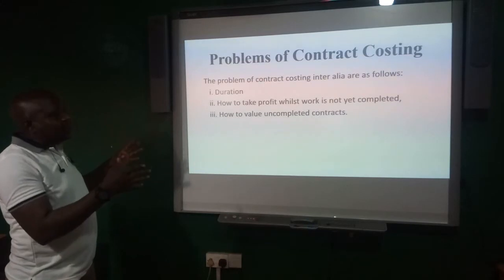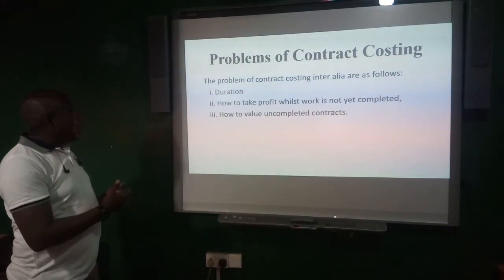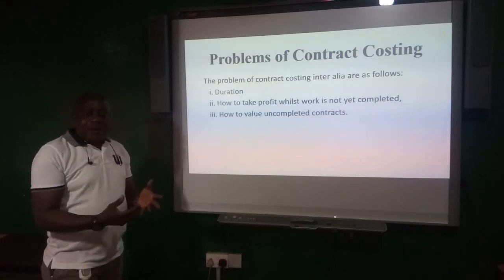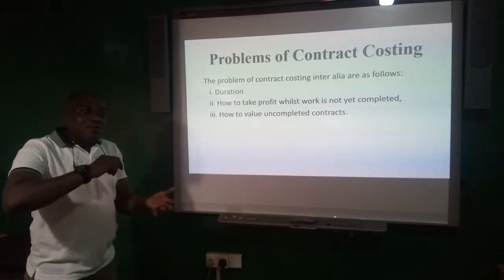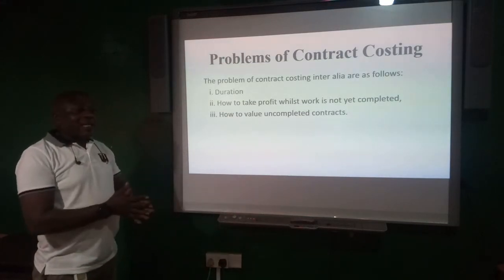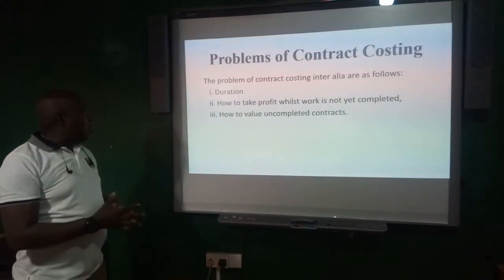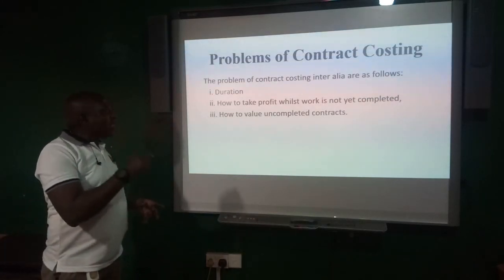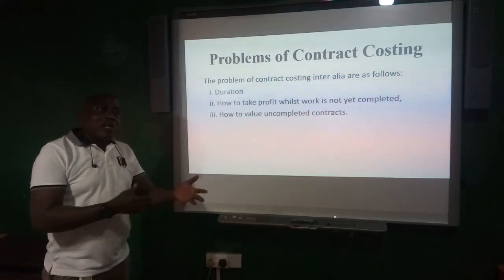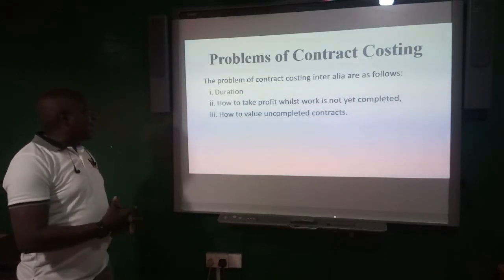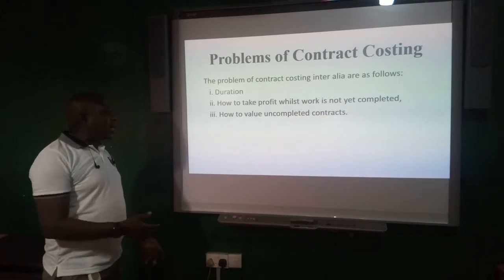Okay, so we are going to look at the problems that you are bound to encounter when you are trying to prepare contract costing. The first one is the duration. For example, if you want to embark on a project, you cannot tell, though you put it on paper, that you will complete this project in 9 months' time. So many things can happen, and it will be extended to maybe 2 years or more. The second one is how to take profit while the work is not yet completed. You are still working. How are you going to take some profit so that you can look after your family? That is a problem. And the last but not the least is how to value uncompleted contracts.